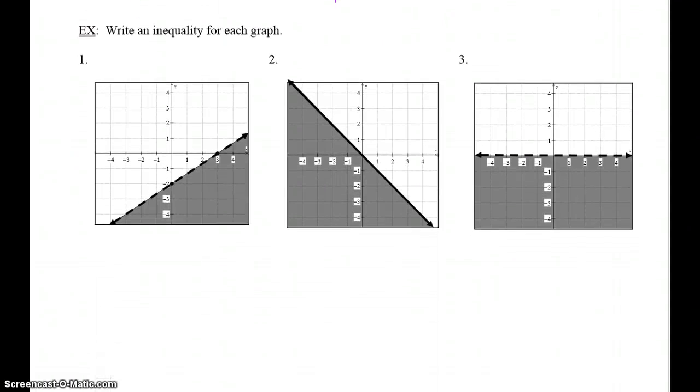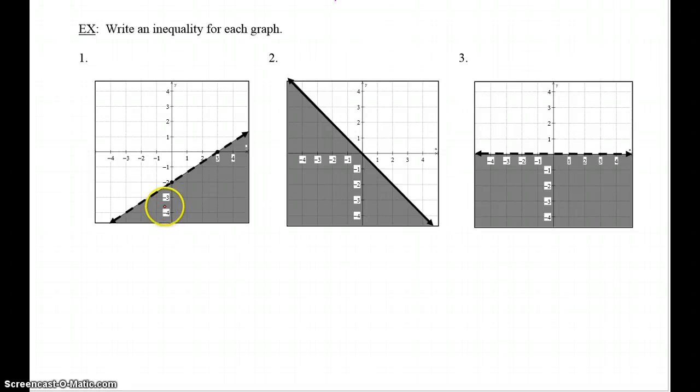Write an inequality for each graph. So first of all, this is shaded down, so this is going to be less than. Do I need an "or equal to"? No, because it's a dotted line. So I'm going to have y is less than a slope of, let's see, where are some points here? I've got a point here and a point here. 2, 3 for rise over run. The line is going up, so it's positive 2/3 x. The y-intercept, the b, is -2, so -2.